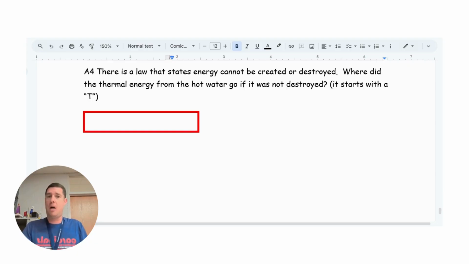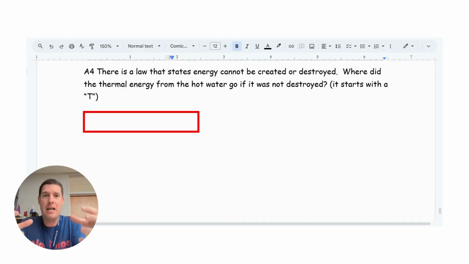Where did the thermal energy from the hot water go if it was not destroyed? Well, you got a part of the answer by drawing the particle diagram. A lot of that energy from the hot water went into the air that it was being poured through. But there are some other places that energy went. The energy of the hot water also went into the cup because those water particles contacted the cup, because you're pouring it from cup to cup. So thermal energy went into the air around the water. It also went into the cup, right?